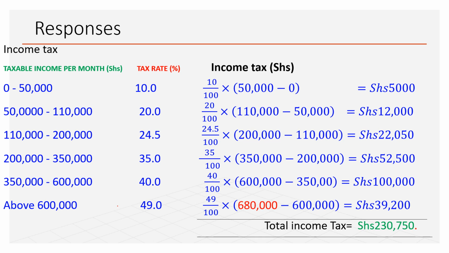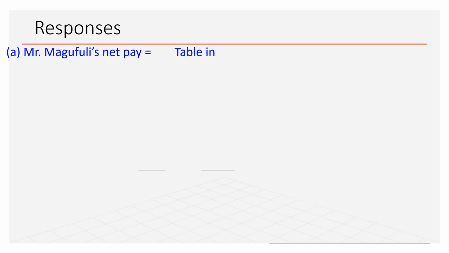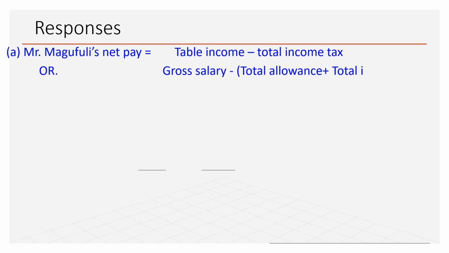And this money is not part of the money the worker takes home. Now, how do we get Mr. Magufuli's net pay? We agreed that from the taxable income there is some amount spent on tax, and that will be taxable income minus total income tax, or you can say gross salary minus the total allowance and total income tax, which is the same thing.